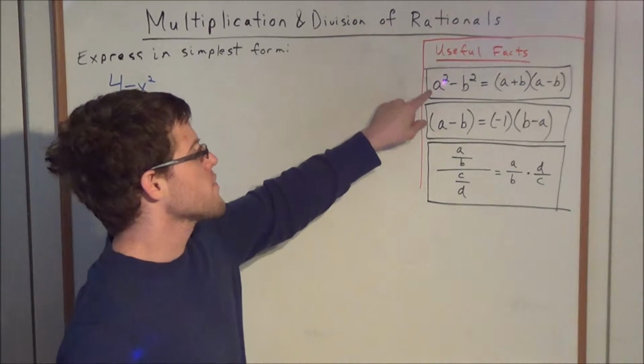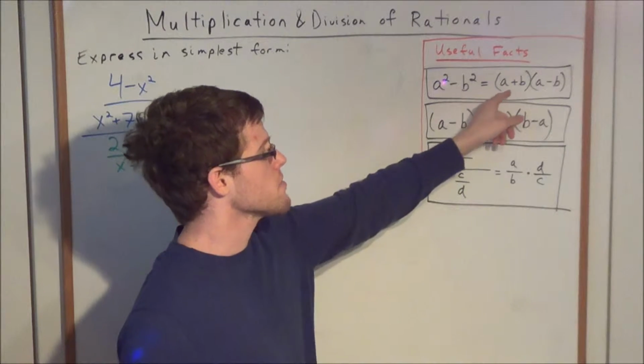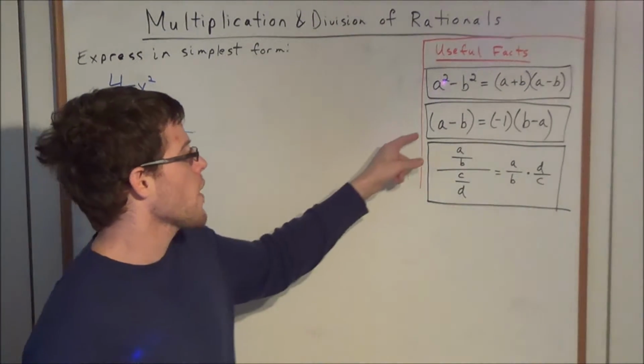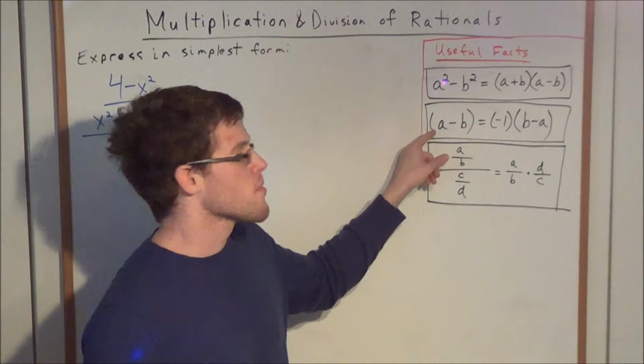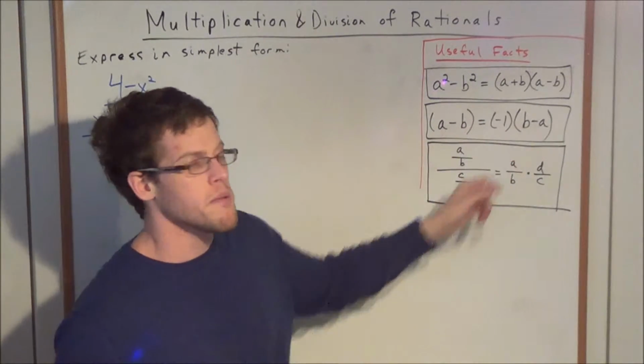We have the difference of perfect squares. A squared minus b squared factors into the form of (a plus b)(a minus b). We also have that when we have a binomial in the form of a minus b, we could rewrite this as minus 1 times (b minus a).